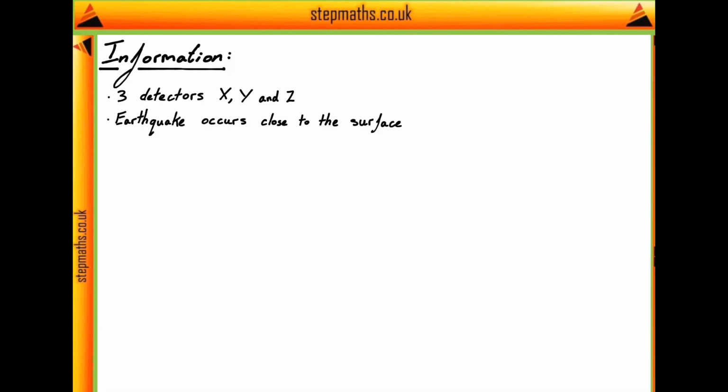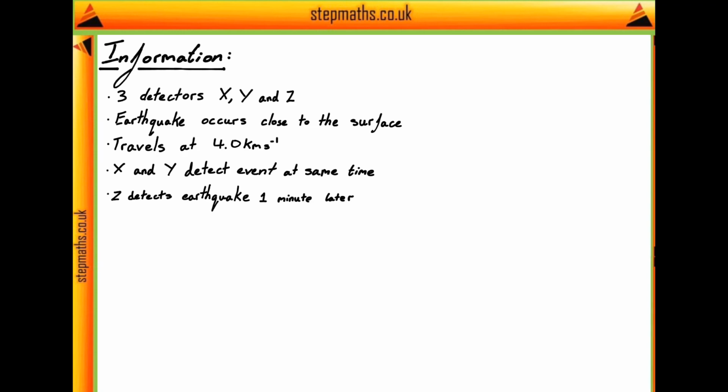The question then tells us that an earthquake occurs close to the surface of the Earth. We're told the earthquake travels at 4 kilometers per second, and that X and Y detect the earthquake at the same time. Finally, we're told that Z detects the earthquake 1 minute after X and Y have detected it.